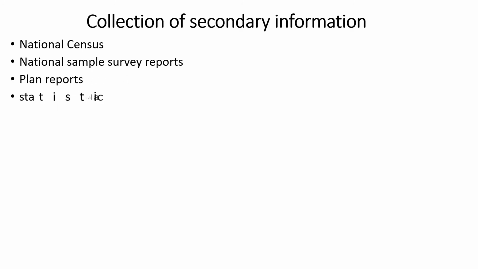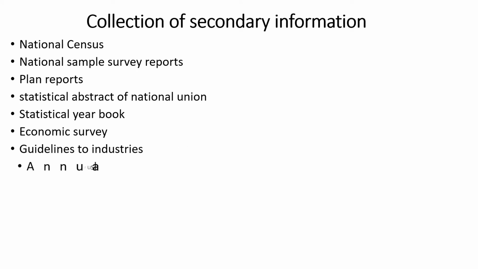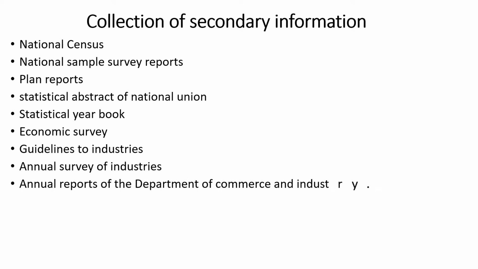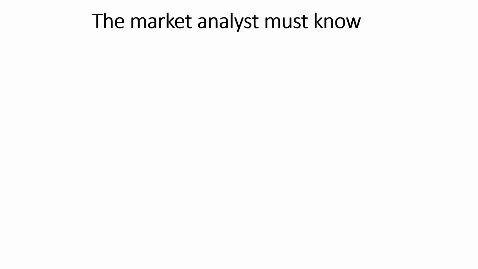Collection of secondary data information is commonly known to all of us. There are various sources like national census, national sample survey reports, plan reports, statistical abstract, statistical yearbook, economic surveys, guidelines to industries, annual surveys of industries, annual reports of the Department of Commerce and Industry, the Exchange Directory, monthly bulletin of Reserve Bank, publications of advertising agencies.